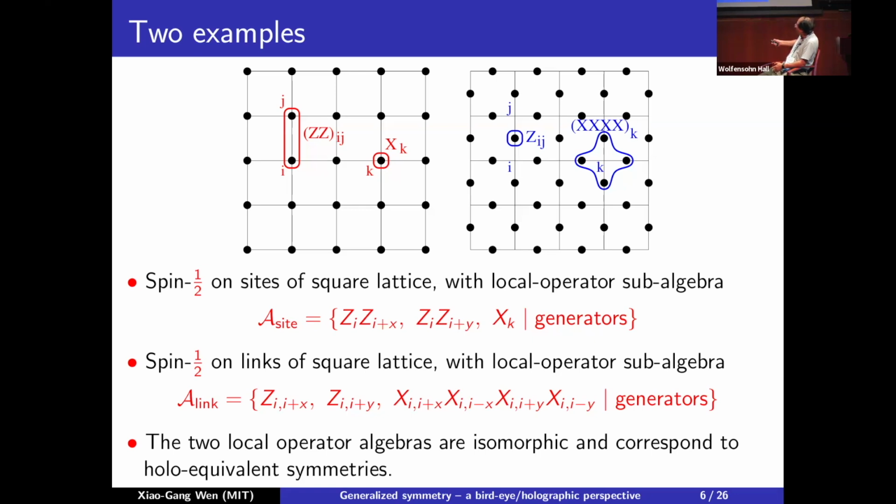The ZZ in the first model corresponds to Z in the second model, and the single X operator corresponds to the four-X operator in the second model. And you can check the operator algebra, like the commutation relations of these two sets of operators, is identical. I purposely labeled them the same way. So the corresponding operators have identical operator algebra. Okay, so this is an example where these two different choices of a local operator subalgebra give rise to equivalent symmetry. So these two models have equivalent symmetry.